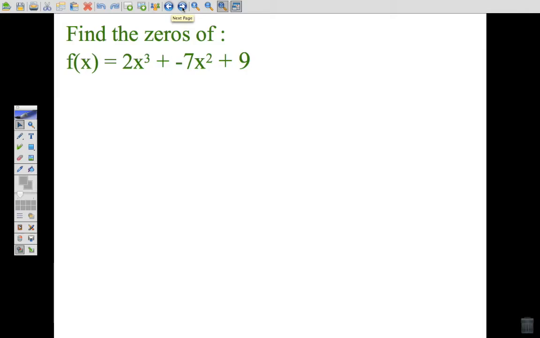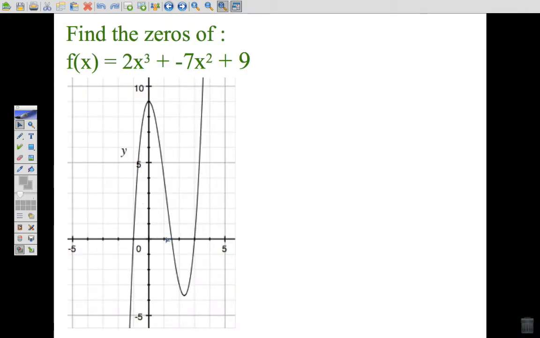So after we plug this equation into the graphing part of our calculator, we will see that it crosses the x-axis in 3 places. Just like that exponent of 3 is telling you, you're looking for at most 3 answers. 1, 2, 3. Your graph crosses the x-axis in 3 places. 2 of them we see very easily, -1 and +3. The other one, we're not 100% sure exactly where that crosses the x-axis.